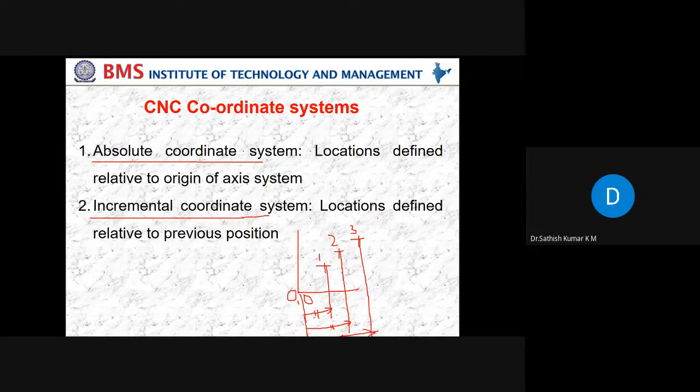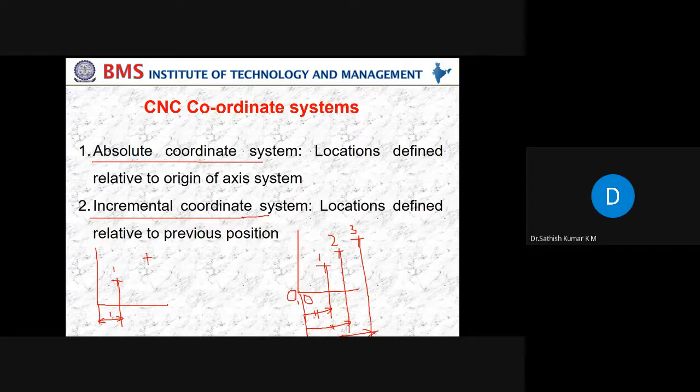Means what? For the first point, let me take it again. This is coordinate number 1. If it is incremental, now the measurement is going to be taken. I'm only talking about the x-axis measurement. So this is the coordinate of 1, the x movement. Then I want to go to this point.